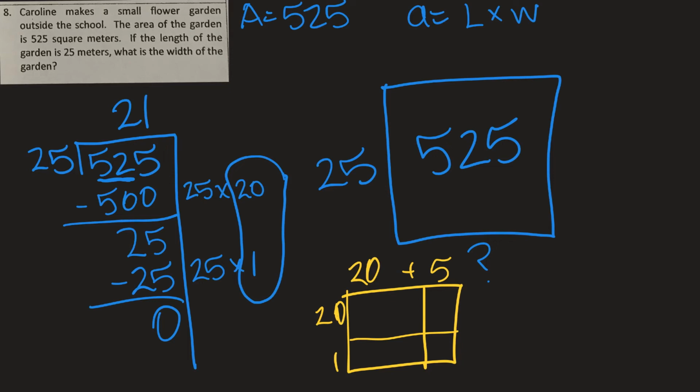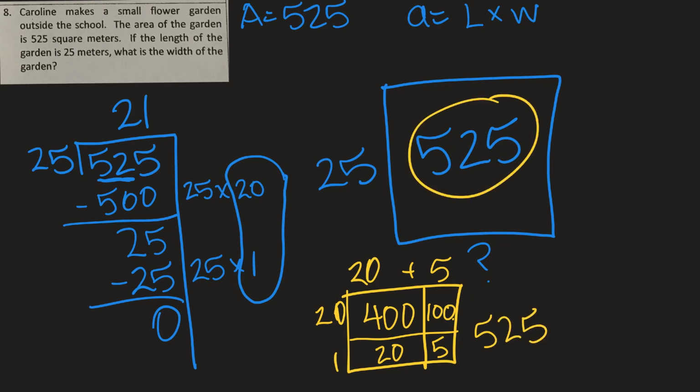So 2 times 2 is 4, so 20 times 20 is 400. 5 times 2 is 10, so 5 times 20 is 100. 20 times 1 is 20, and 5 times 1 is 5. 400 plus 100 is 500. 500 plus 20 is 520, and 520 plus 5 is 525. So I know I got the right answer. So the width of this garden is 21.